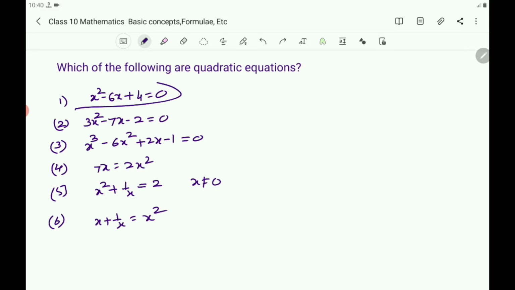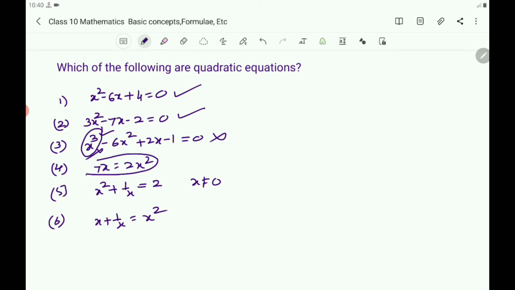So here you can say that this is in the form of ax square plus bx plus c equals 0. So it is a quadratic equation. And again it is also in the form of ax square plus bx plus c equals 0. Here a is 3, b is minus 7 and c is minus 2. So this is a quadratic equation. But this is not a quadratic equation. Why is it not a quadratic equation? Because here a cube is there. So it should not be there. If it is there, it is a cubic equation. So it is not a quadratic equation.